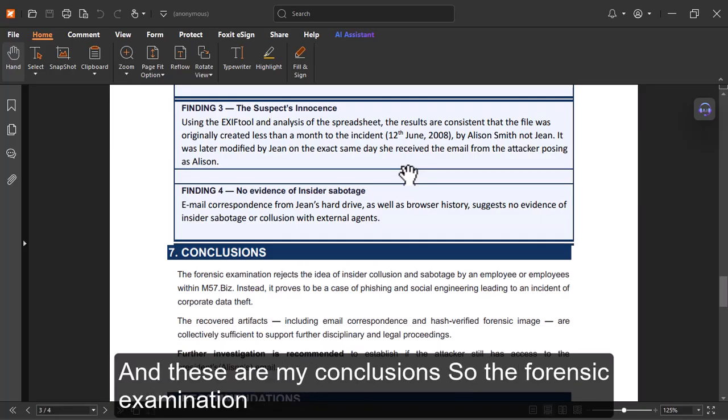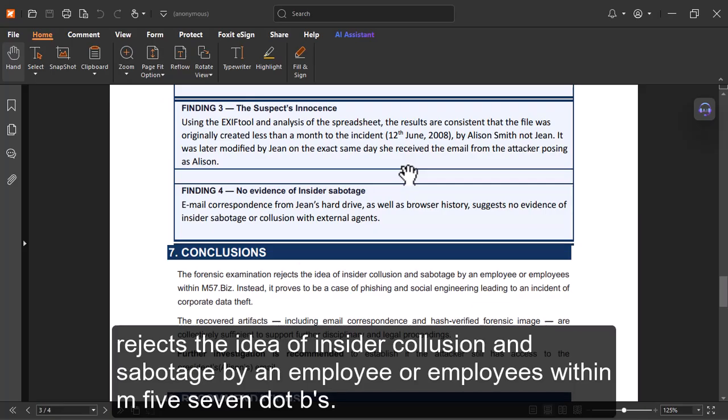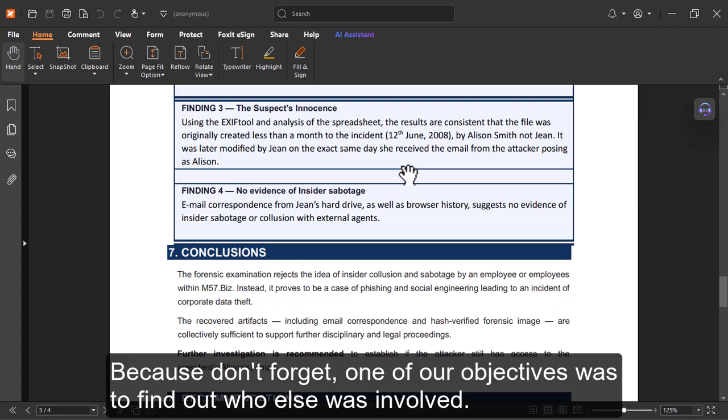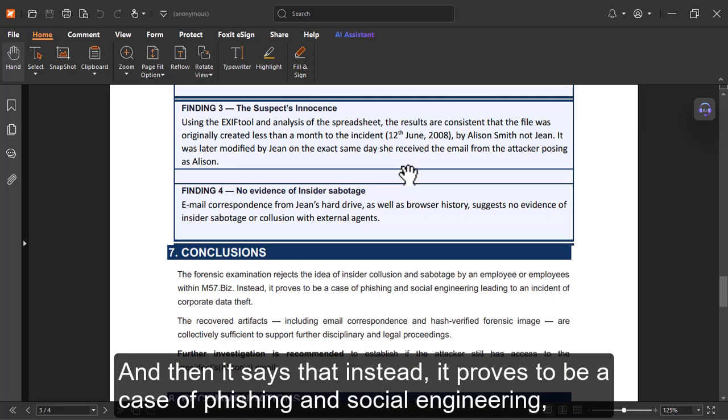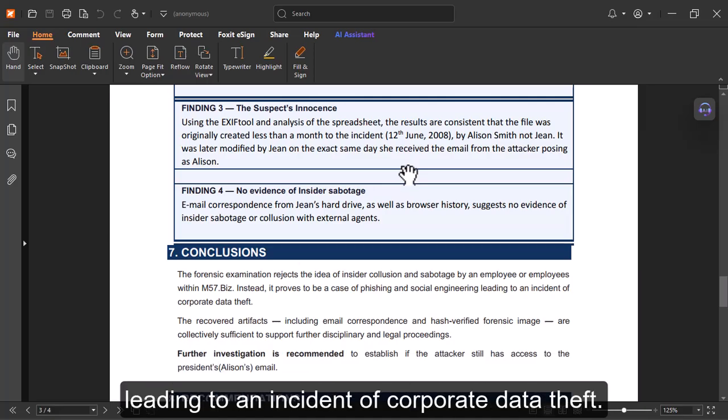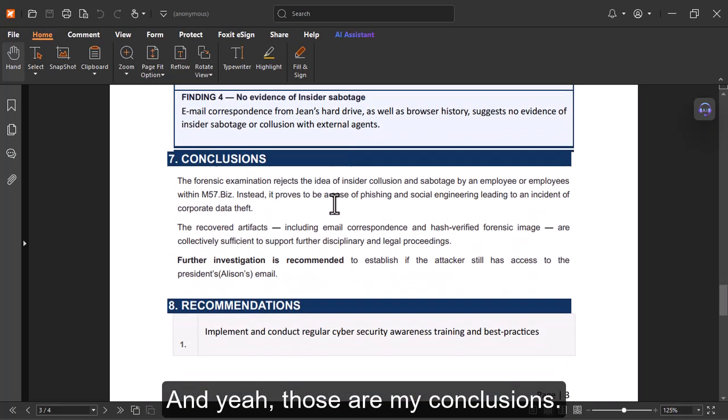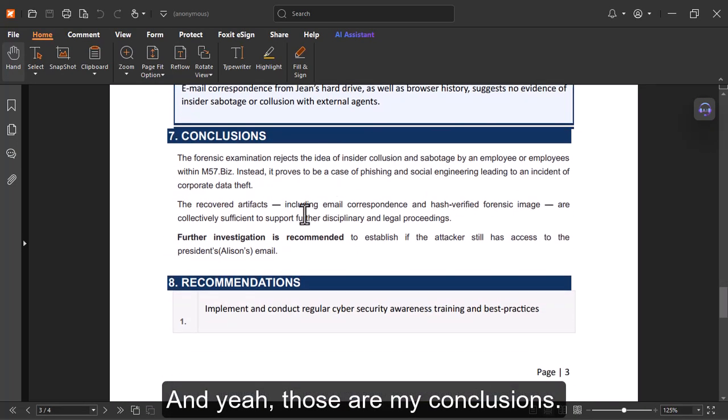And these are my conclusions. So the forensic examination rejects the idea of insider collusion and sabotage by an employee or employees within M57.Bs. Because don't forget, one of our objectives was to find out who else was involved. And then it says that instead, it proves to be a case of phishing and social engineering, leading to an incident of corporate data theft. And yeah, those are my conclusions.